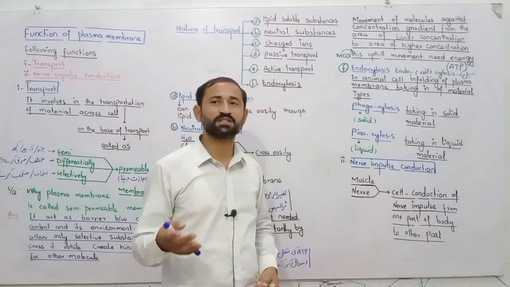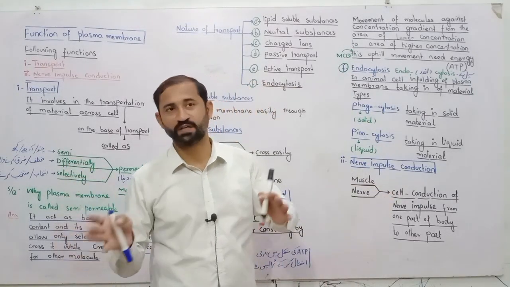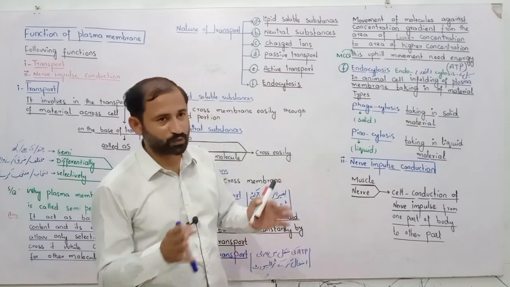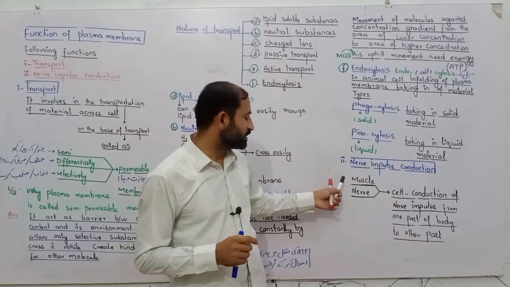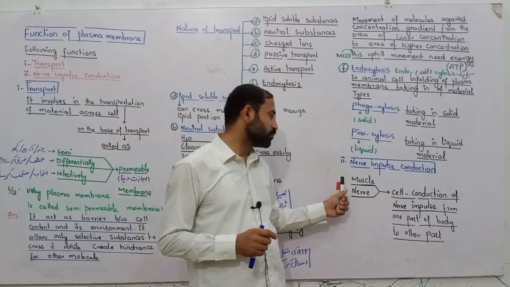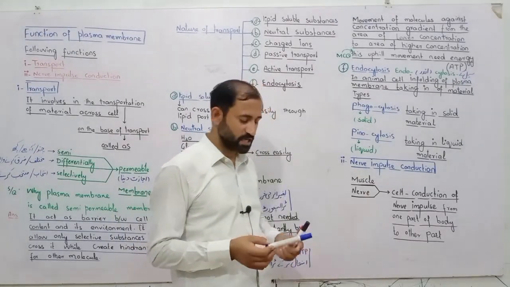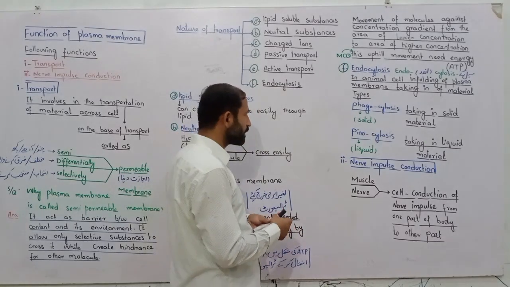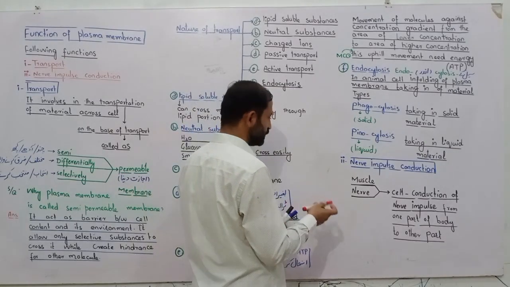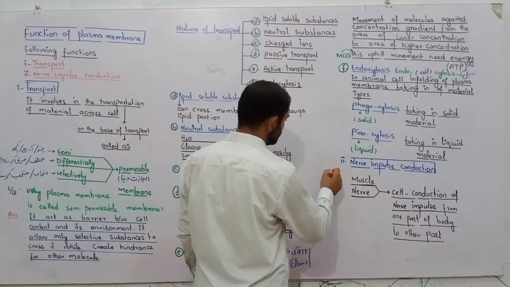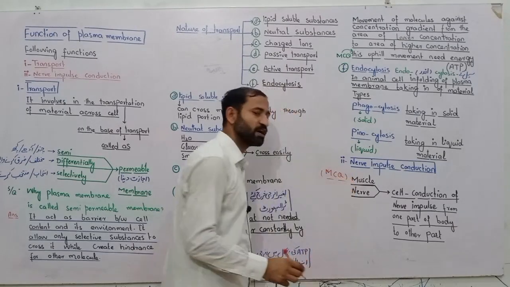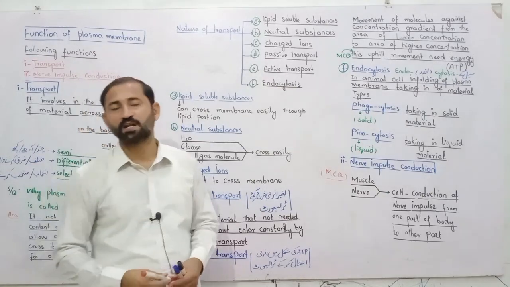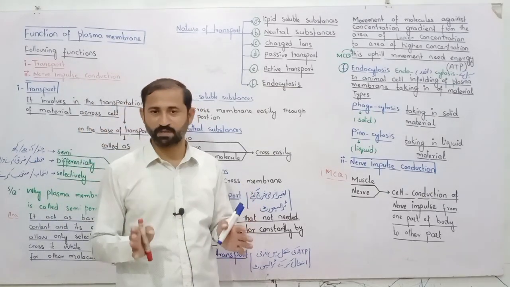It is involved in the conduction of nerve impulses from one cell to another cell, or from one part of the body to another part of the body. So in muscle cells and nerve cells, both are involved in the conduction of nerve impulses. Here is an MCQ: in muscle cells also it is involved in the conduction of nerve impulses. That was all about the function of the plasma membrane.